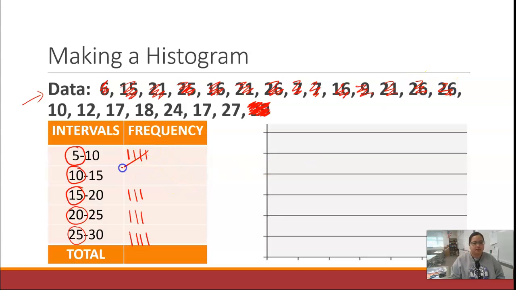10, excuse me, that is the wrong spot. Remember, 10 goes, if it's on the line, in the one that we circled, the one on the left-hand side. 12, 17, 18, 24, 17, 27.